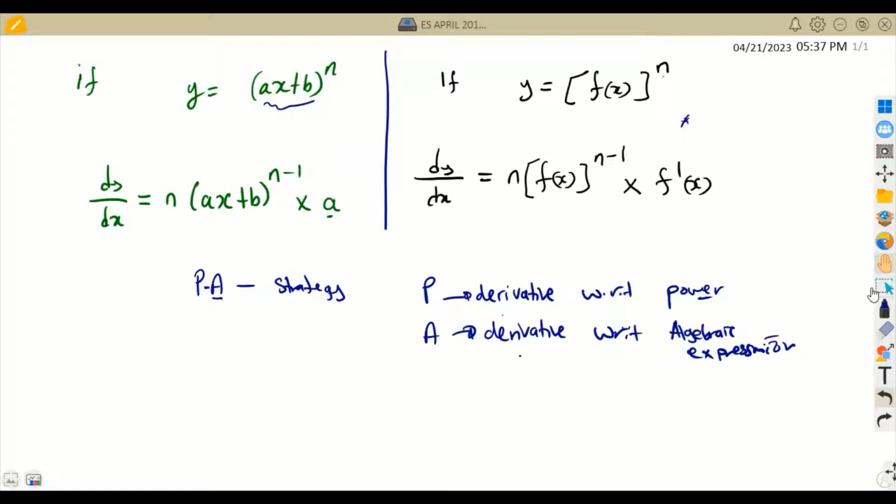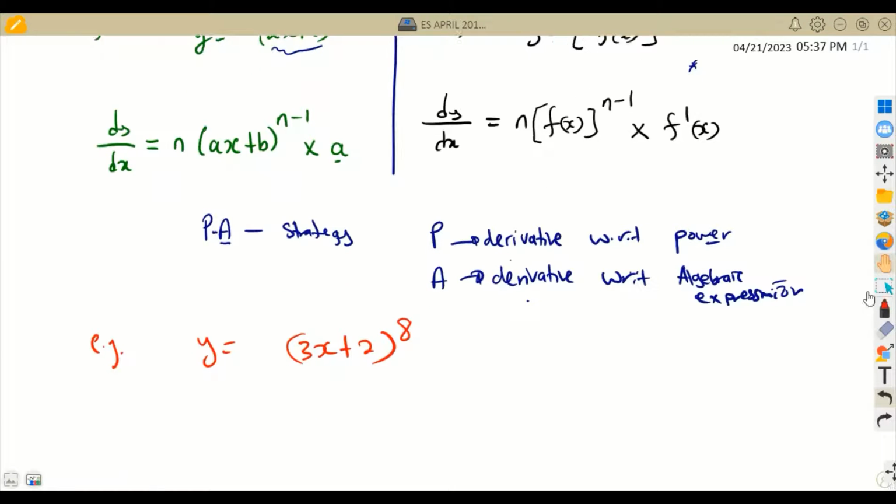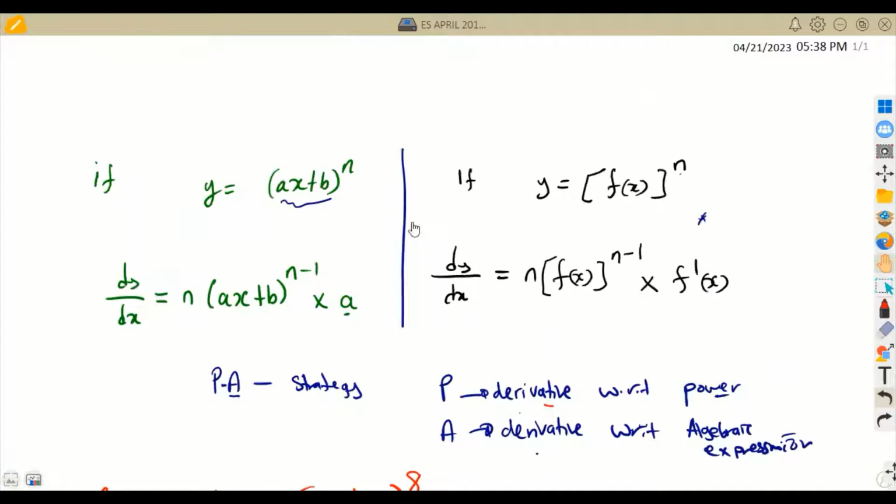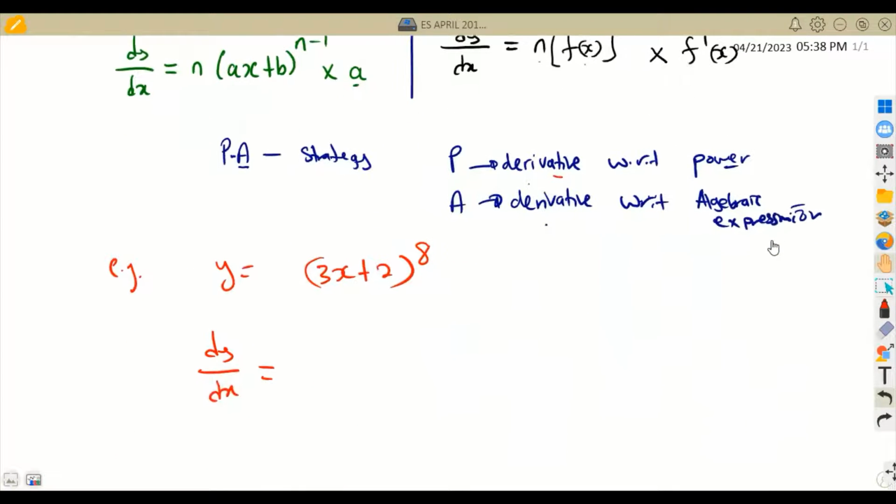Let's say we are given a question to find the derivative with respect to x. Let's just take one question. Let's say y is equal to (3x + 2)^8, and we are asked to find the derivative of y with respect to x, that is dy/dx. So we said we are going to have the derivative with respect to the power, that is ignoring everything. So we are taking this as our f(x), so that is going to be any f(x) to the exponent of n - 1. We drop the exponent, we subtract 1.